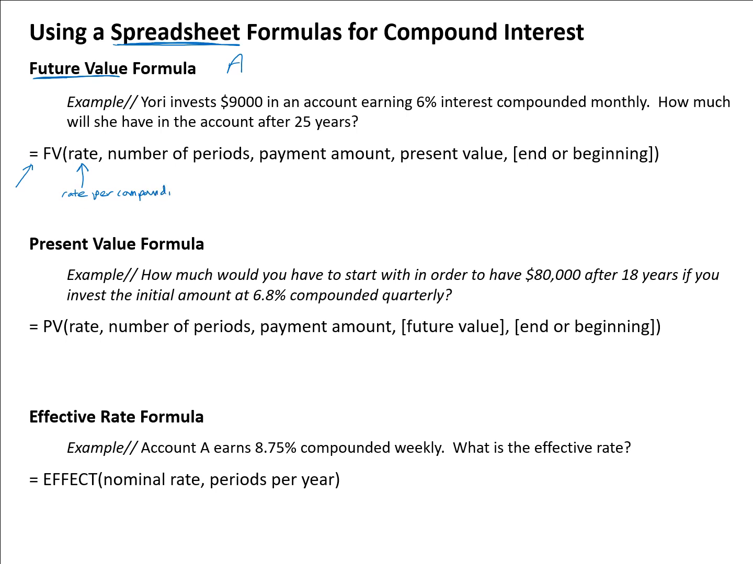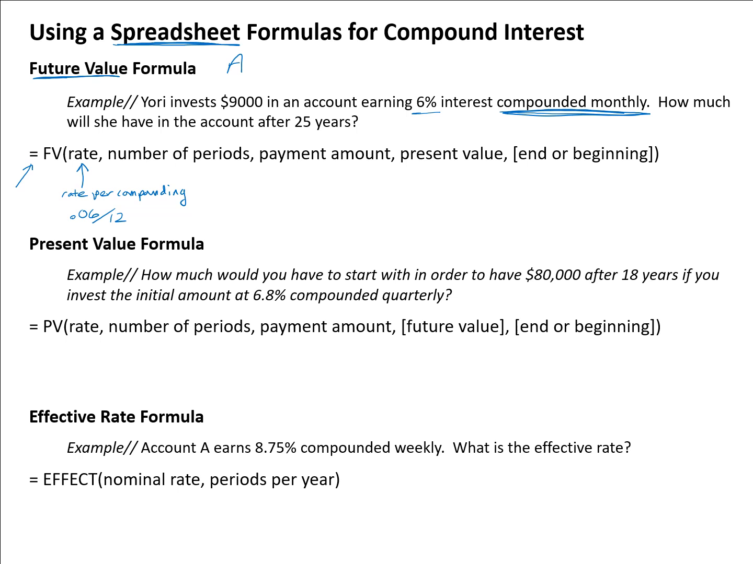Okay, so that would be not the annual interest rate, but it would have to be the interest rate divided by how many compoundings there are per year. So one example where we found the future value was this one with Yori. Yori invests $9,000 in an account earning 6% interest compounded monthly. So if I were to enter the rate into a spreadsheet formula, I'd have to enter 6% divided by 12 for R. Okay, so I have to incorporate that I'm dividing by 12 because I'm earning interest monthly. And so I have to divide the annual rate by 12 months.